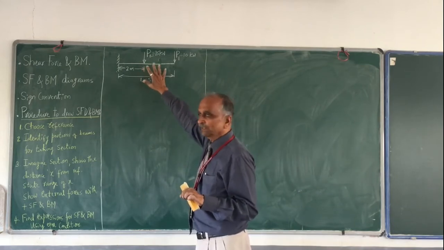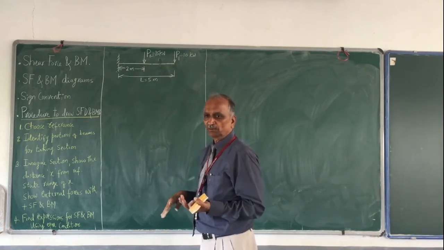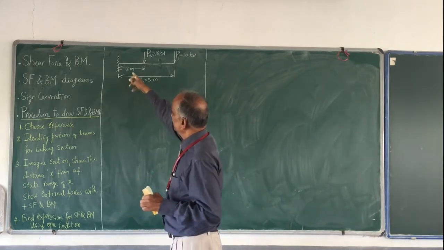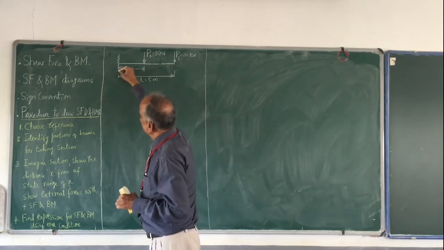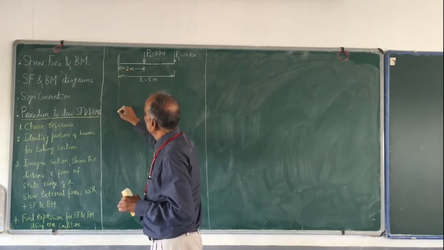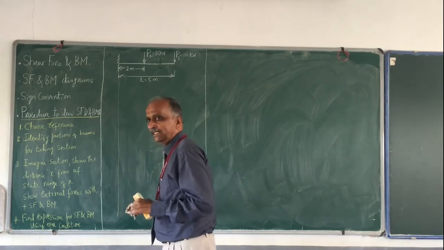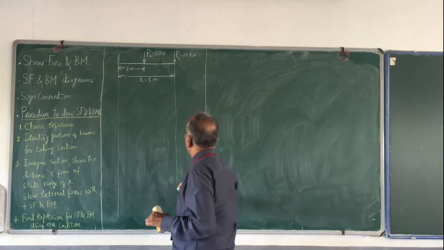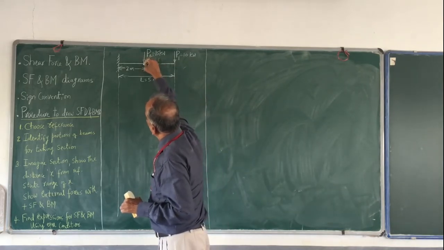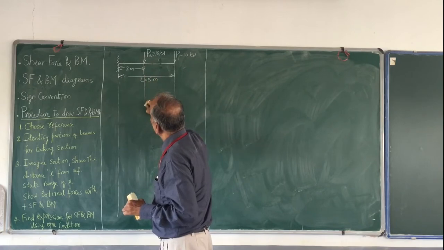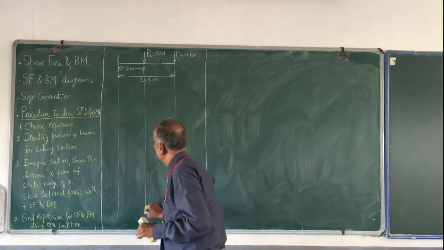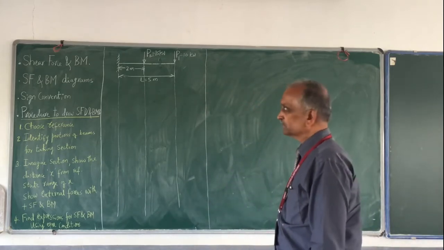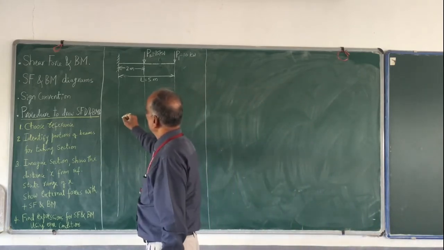The first step: draw the diagram and decide whether reactions are to be found. If required, find them. Then make preparations. What I mean is, on this diagram, wherever there is a support, I draw one line, and similarly here also, and maybe here also, or in between, wherever loads are changing. This is what I mean by preparation. Then you draw one horizontal line.